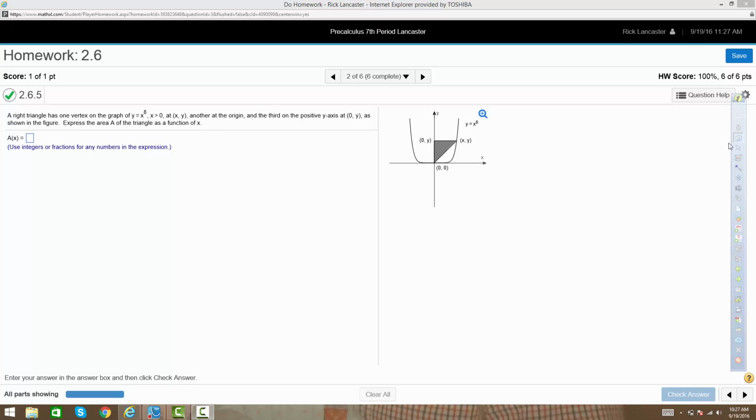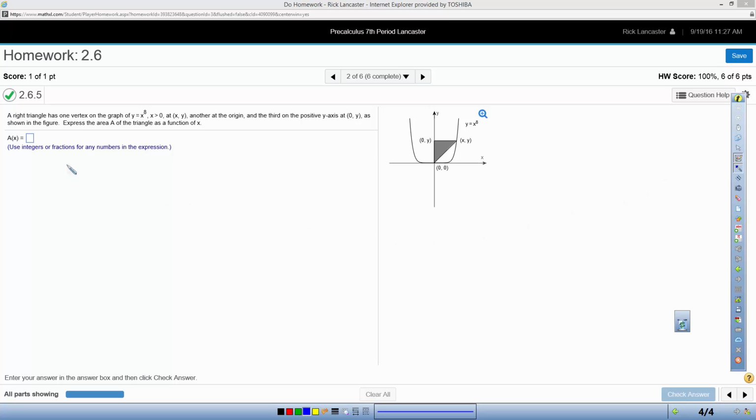This video will show you how to do a second problem for the Precal test review. So we have a problem statement here. A right triangle has one vertex on the graph of y equals x to the 8th, x greater than 0, at (x, y), another at the origin, and a third on the positive y-axis at (0, y), as shown in the figure. Express the area A of the triangle as a function of x.